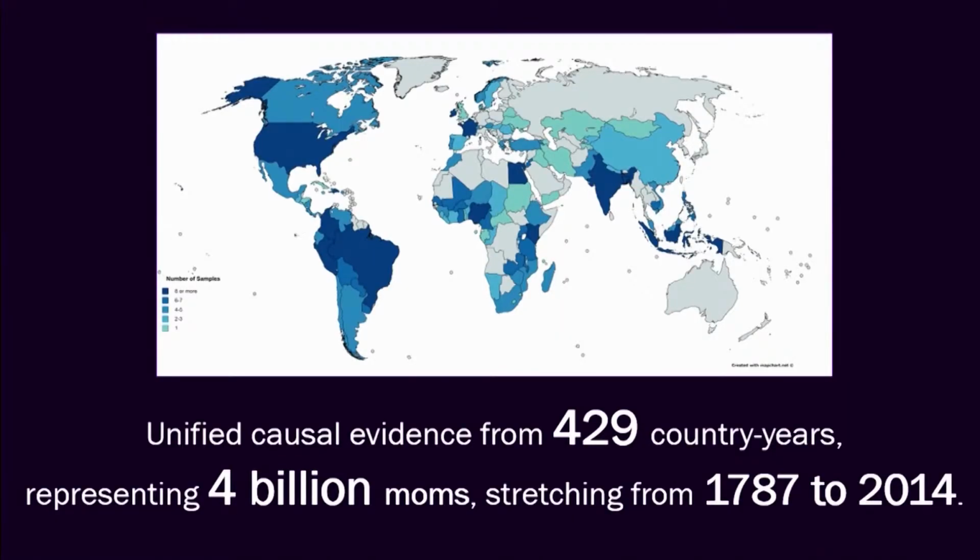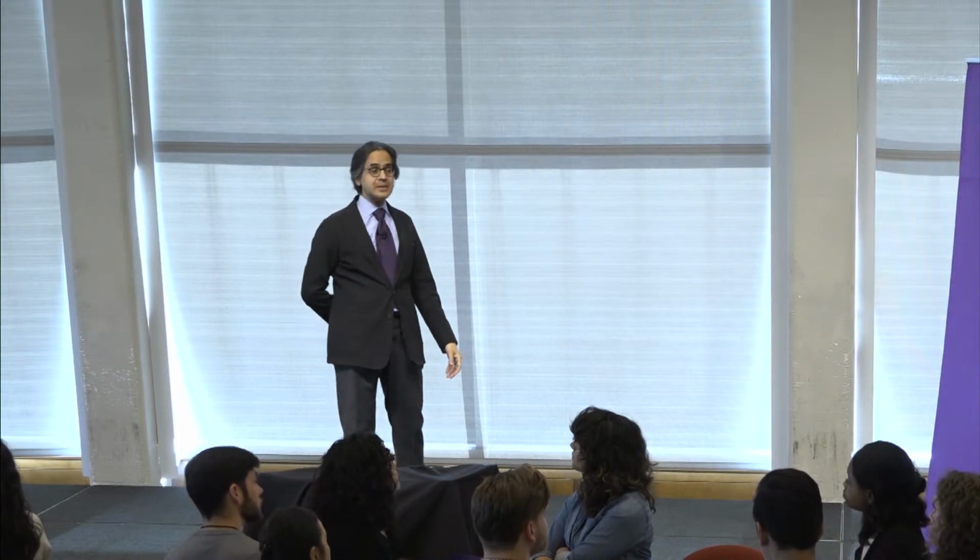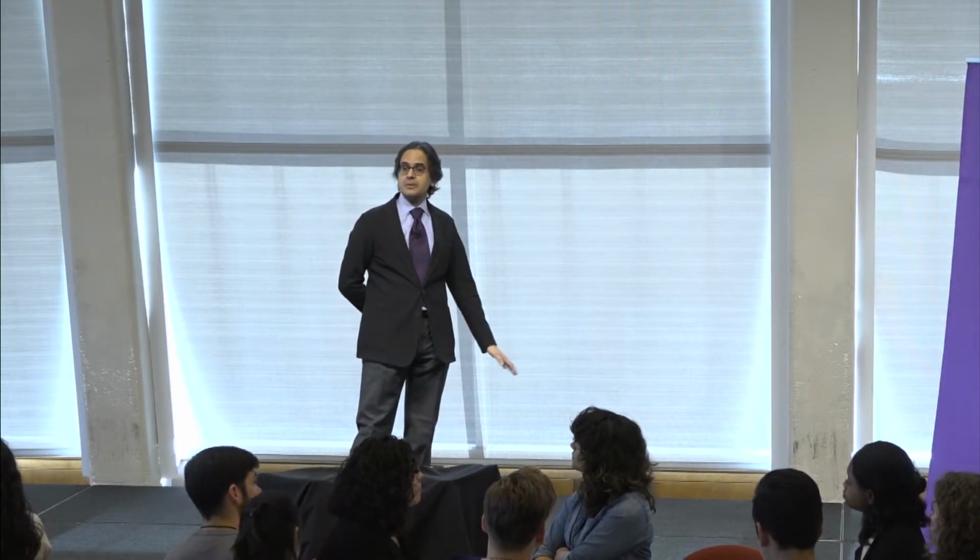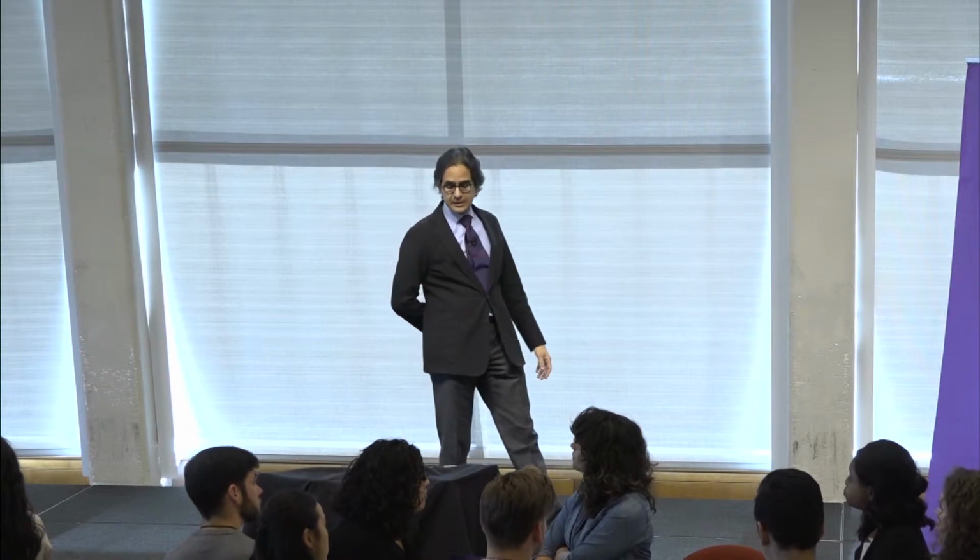So first step, we assemble a data set. That data set spans 429 country years. What's a country year? For example, a country year could be the US in 1980. That set of country years are reflected by the shaded countries on the map, and our data starts in 1787 and ends in 2014. So we're really spanning the history of economic development, and we're also spanning it cross-sectionally from place to place. The data represents or is representative of 4 billion mothers over that time period. It's a large data set.